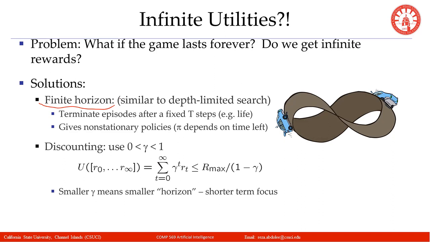The second solution is using the discounting factor gamma between 0 and 1. Meaning that for the sequence of utility, since your gamma, the discounting factor, is between 0 and 1, eventually it will converge to this value. And at some point of time, there's going to be no change in the game, and basically the game is going to be over.